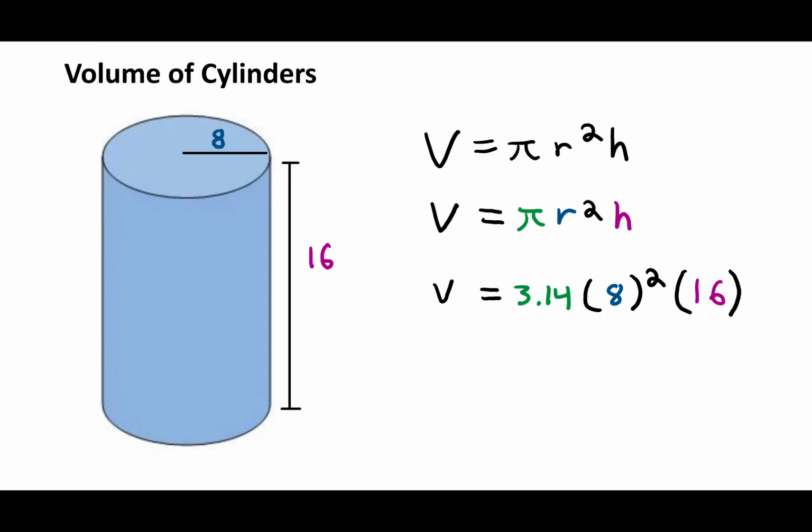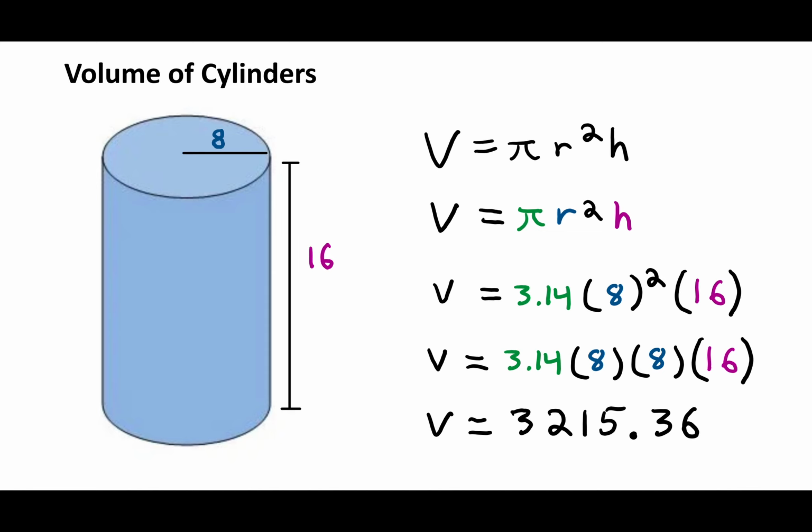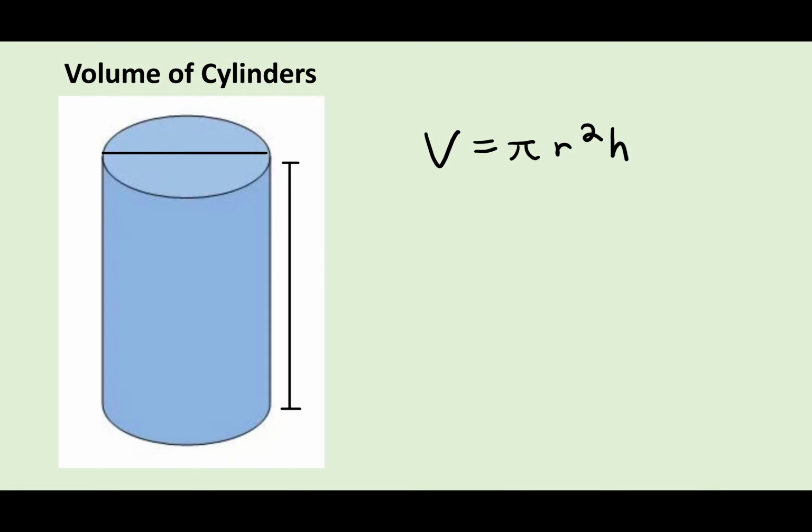Next, let's not forget to write out 8 squared as 8 times 8. Now, all we have to do is multiply straight across. 3.14 times 8 times 8 times 16, which gives us 3,215.36.